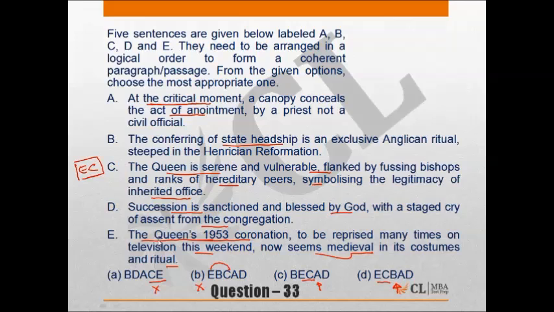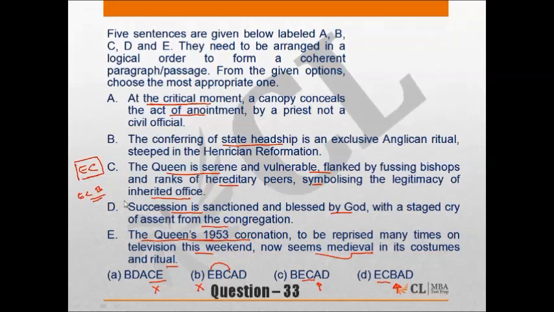Okay. Let's go through statement A and B separately. Statement A, at that critical moment, the canopy conceals the act of anointment by a priest. Statement B, the conferring of headship is an exclusive Anglican jurisdiction, Henrician Reformation. Now between A and B, B makes more sense after C. So from my point of view, I'll say ECB.